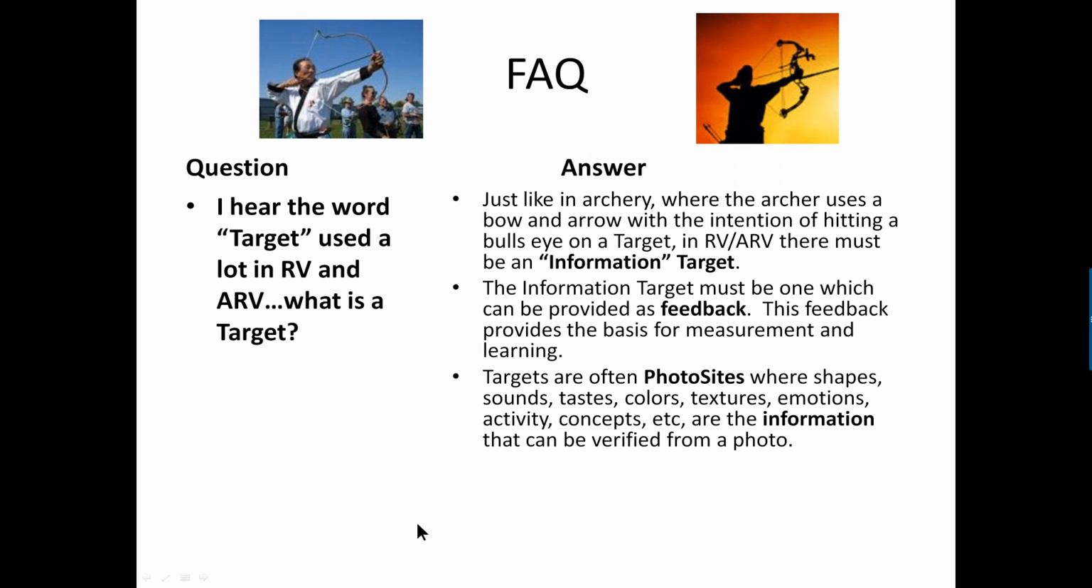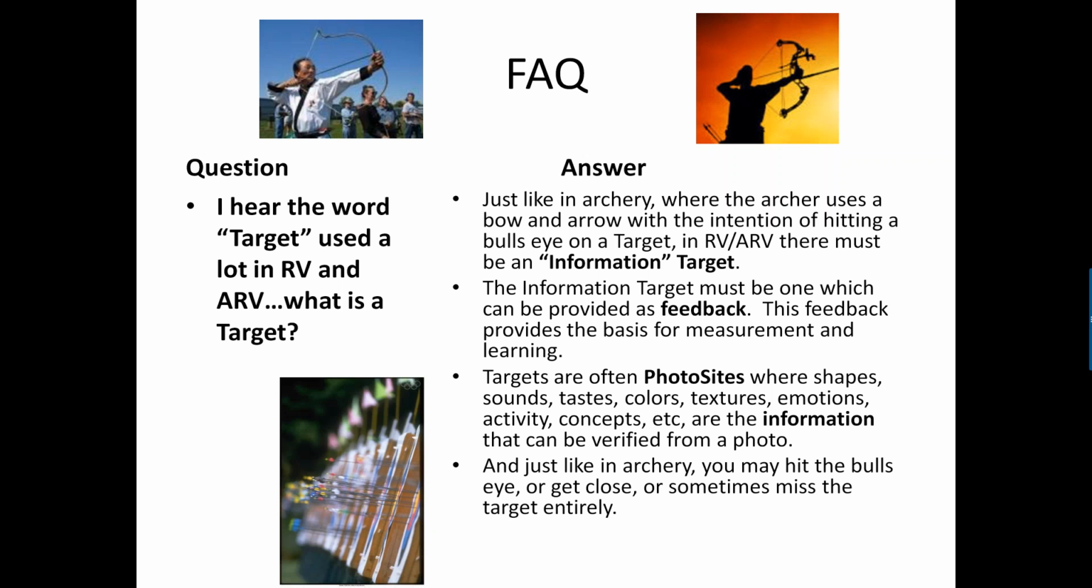Now, just like in archery, I really like this example. You might hit the bullseye, but you might get close. You might not hit it, but you still might get pretty close. Or sometimes you might miss the target entirely. Same thing with an information target. When you do your remote viewing session, sometimes you're going to be just so right on, and other times you're going to get some of the information, and sometimes you're going to miss entirely. And you know what? That's fine.